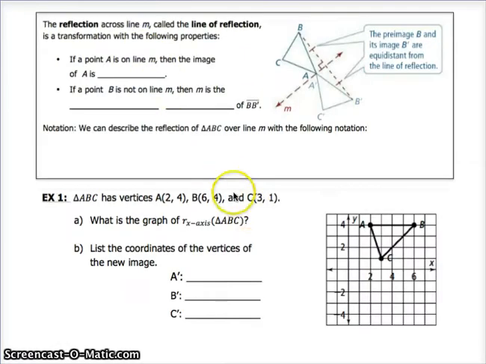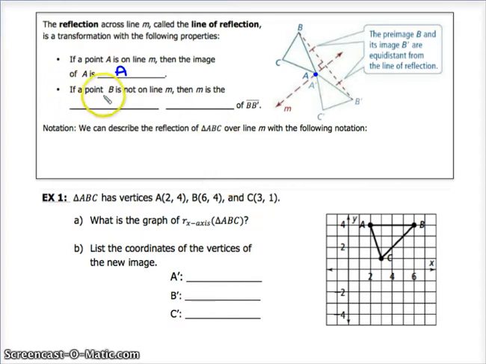Okay, let's keep rolling. I've got another picture of a completed reflection. In this case, triangle ABC was reflected over line M, and we call line M the line of reflection. Line M is also the perpendicular bisector of BB prime and CC prime. Notice that point A lies on the line of reflection, so when I reflect A, I get A. A and A prime are the exact same point.